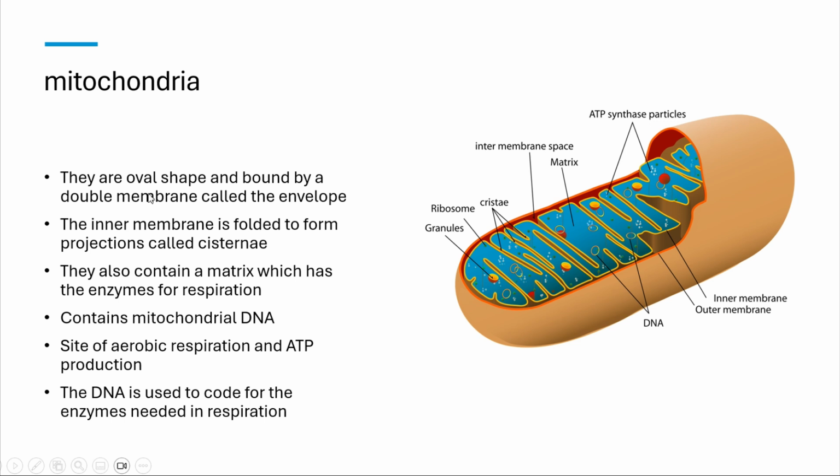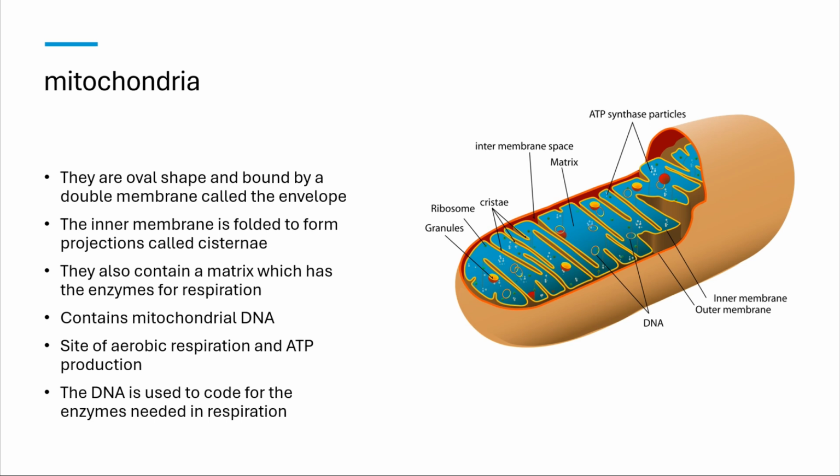Mitochondria. So they are oval shaped and bound by a double membrane called the envelope. So that's the envelope here around the edge of it. You've got ATP synthase because obviously you need to make ATP. The inner membrane is folded to form projections called cristae. So you've got these folds inside here in the inner membrane. They also contain a matrix, which has the enzymes for respiration. So you need to know that this whole inside part is called the matrix, that blue part there. The matrix is what contains the enzymes for respiration. And it also contains mitochondrial DNA. So it actually does contain DNA and ribosomes.